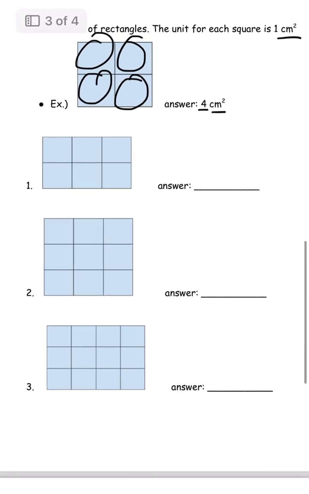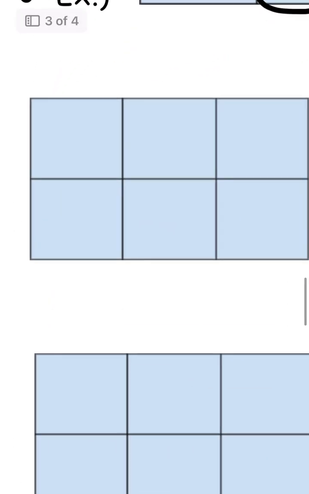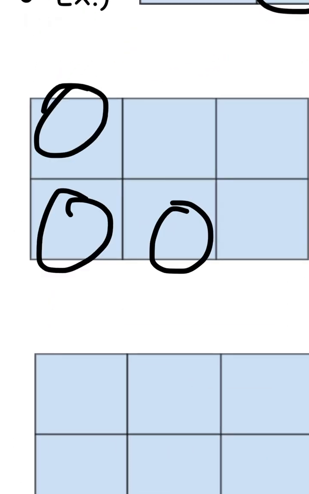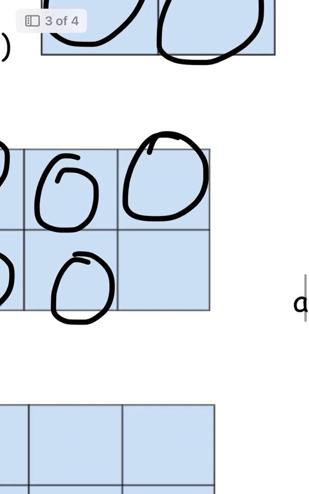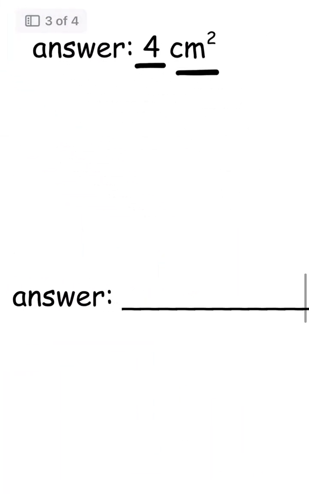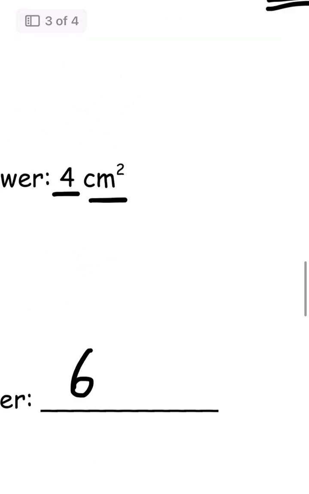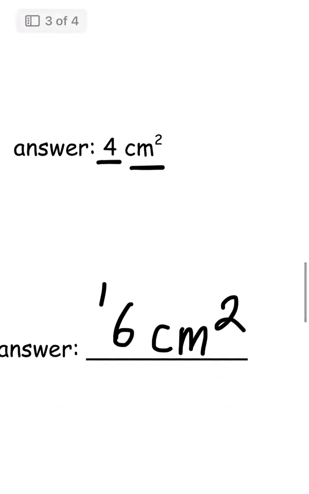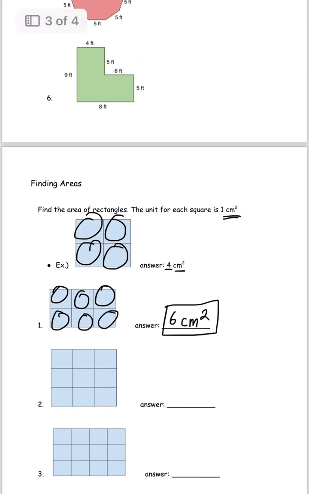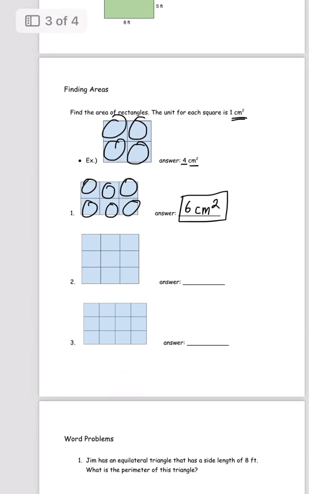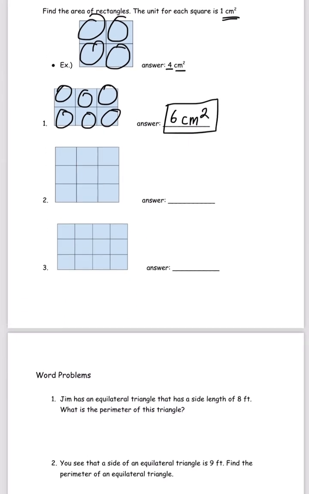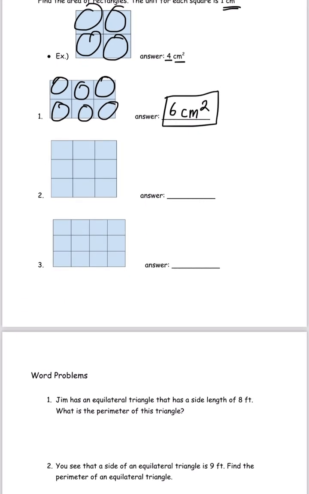So let's look at number 1 then. We have to first count how many units of square there are. So there are 1, 2, 3, 4, 5, and 6. So we are going to write 6. And then remember the unit is centimeter squared. So we have to make sure to write the unit. So 6 centimeters squared is going to be number 1. So this can be quite simple too, since you're actually just counting.